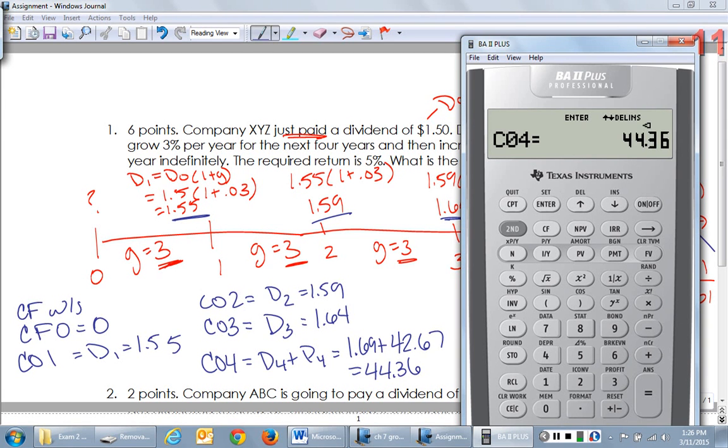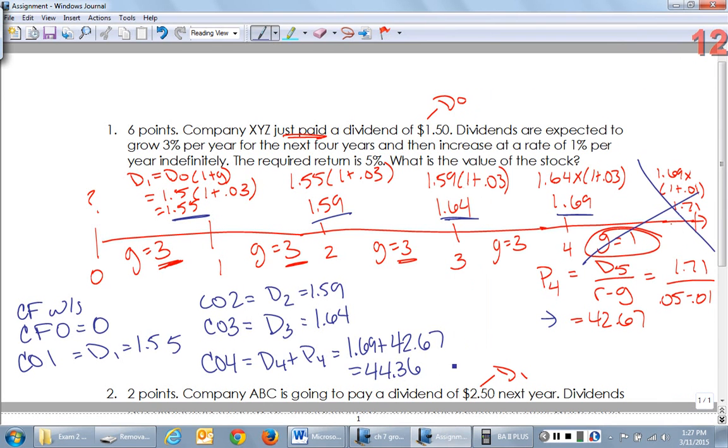Now this is just like what we did in Chapter 5, unequal cash flows. So we push the NPV button, and we enter in our discount rate, the required return as a whole number, 5. Enter, down arrow, and compute. So this stock today is worth $40.83. The next step, NPV, I/Y equals 5, and we get NPV, or the price today, to be $40.83.